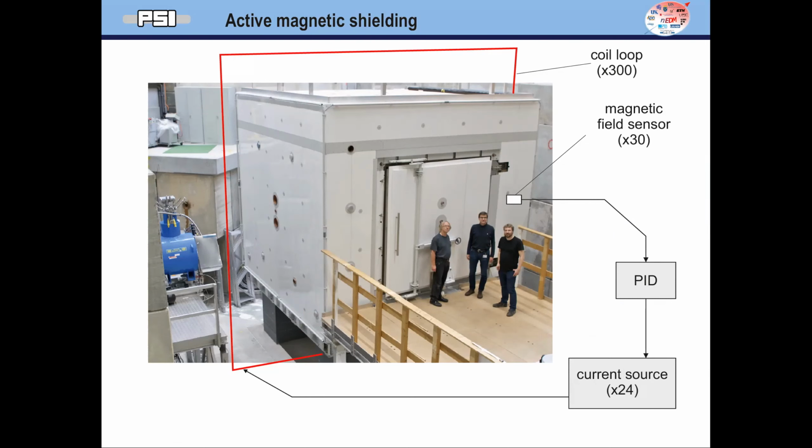But that's not enough. And so we need one more system to suppress magnetic field fluctuations. And I will get into the details after the break. So see you at 1:45.